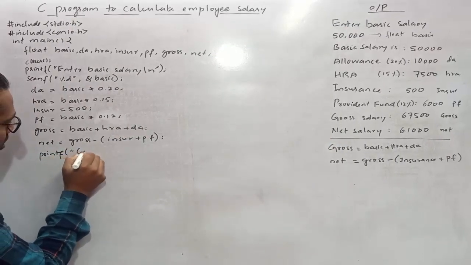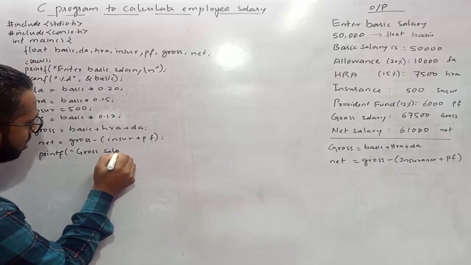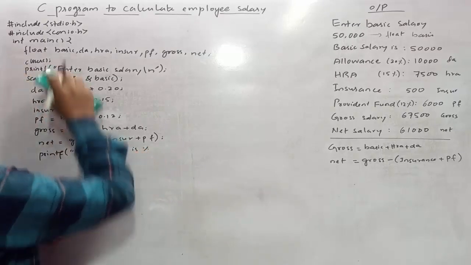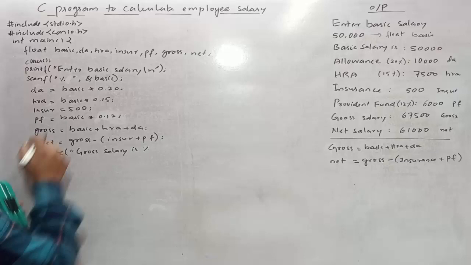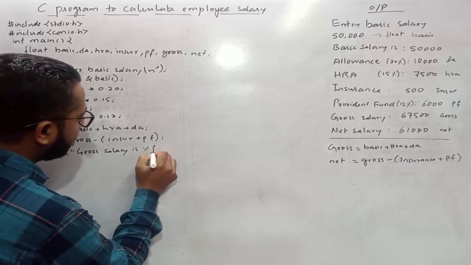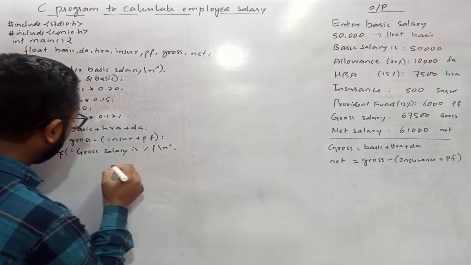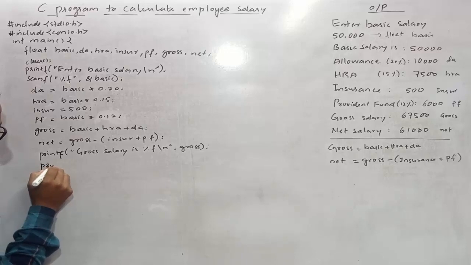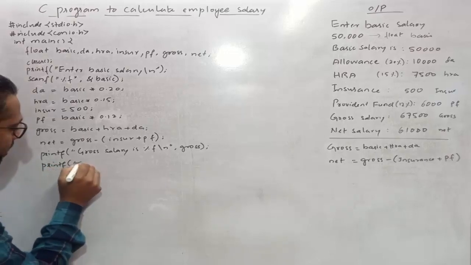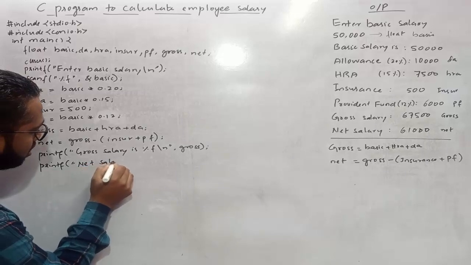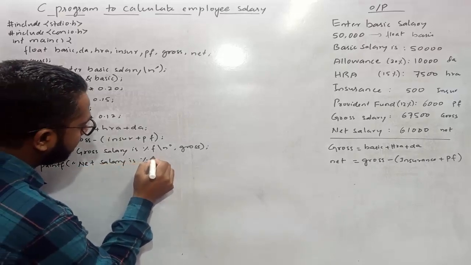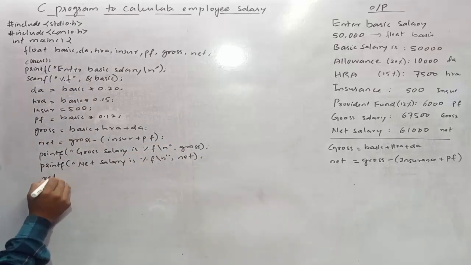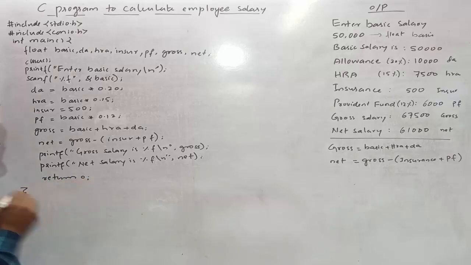printf gross salary is %f. Oh yes, we have taken basic as float, so that's why we need to use %f. %f \n, gross. Next, printf net salary is %f \n and then net. Next, at the end, return 0 and then close the bracket.